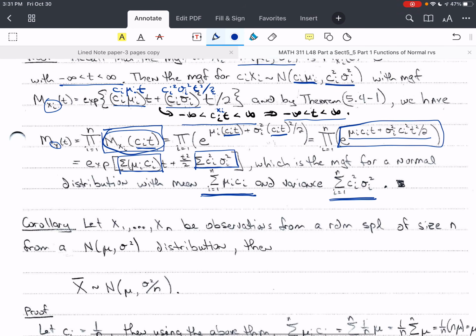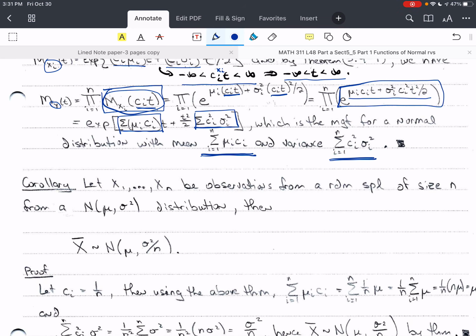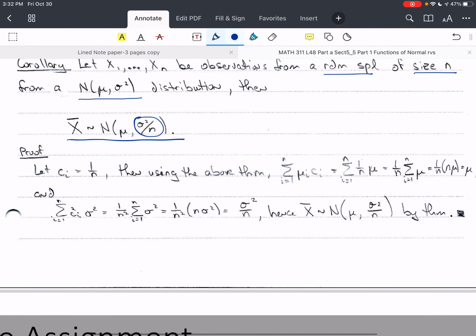All right. The corollary says, let x1 to xn be observations from a random sample of size n. So we have n random variables that are IID, and they're drawn from a normal with mu, sigma squared distribution. So they're IID, they have mu as a mean, sigma squared as a variance. Then x bar has a normal distribution with mean mu and variance sigma squared over n. So let's prove this. Let ci equal 1 over n.